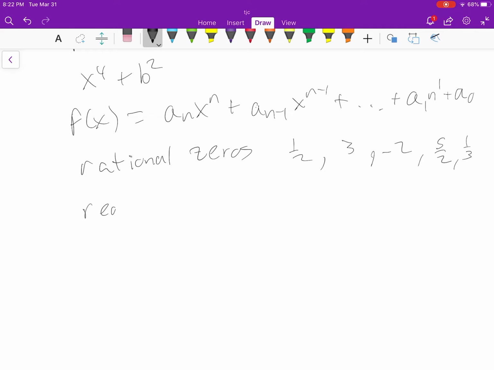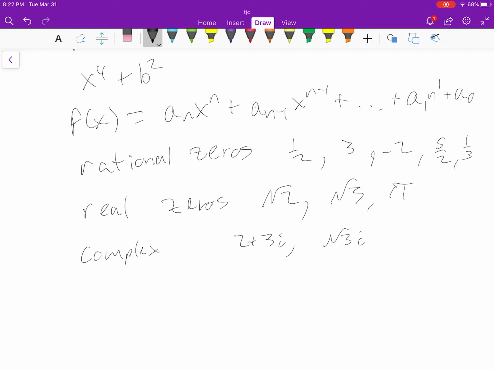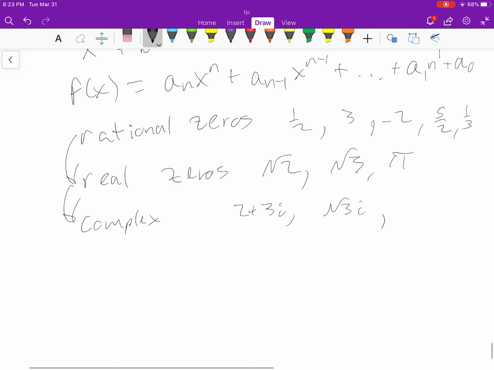We also have reals. Now, I know rationals are reals as well, but what we mean here is numbers like square root of 2, square root of 3, pi, right? And we have complex. Complex are like 2 plus 3i, square root of 3i, etc. Now, all rational numbers are real numbers, and all real numbers are complex numbers. But just to differentiate here, when we're talking about rational zeros, this is what we're talking about.